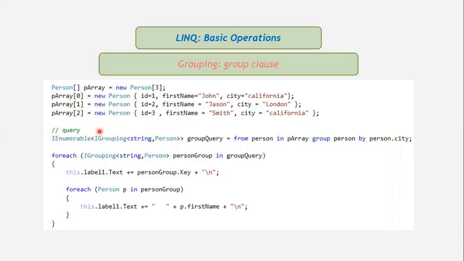IEnumerable is a collection of IGrouping, and IGrouping is actually a collection of Person. And then the name of the variable is groupQuery, and again the same, from person in p array, group person by person.city. And it's the same code that we actually understood in the previous slide.